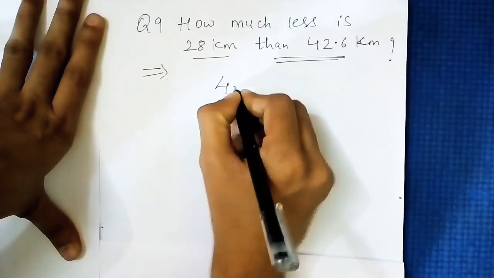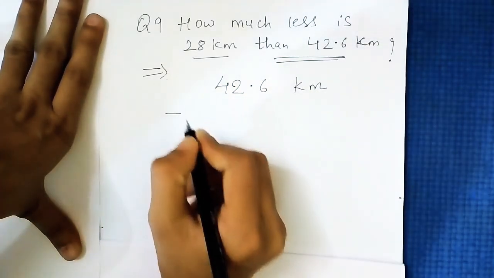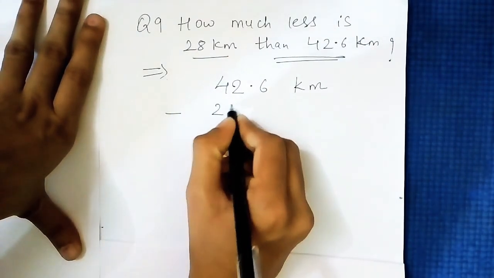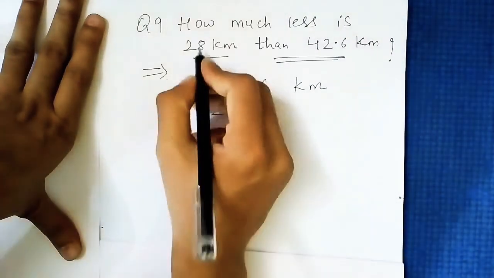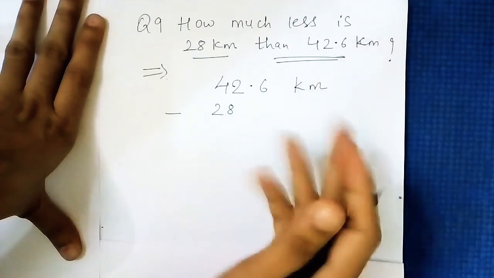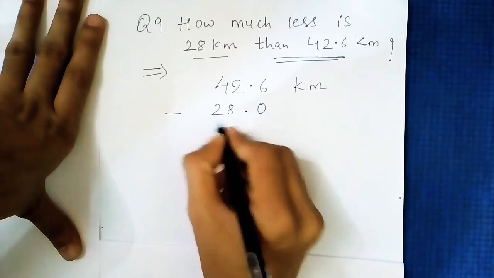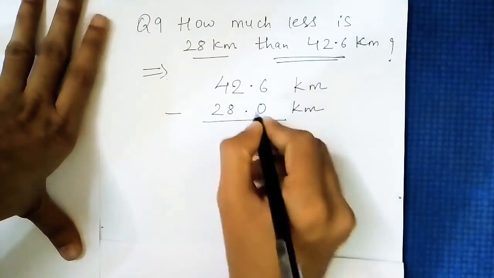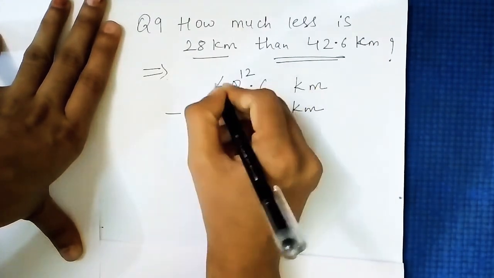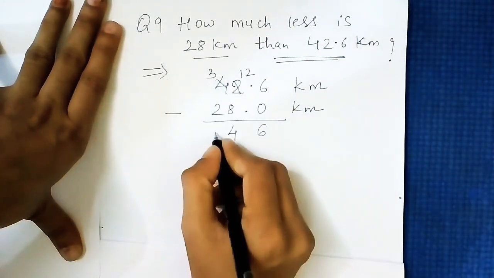So 42.6 kilometer minus 28 kilometer. Now in 28 there is no decimal point. So we will keep 28 here. It is a whole number, a complete number. So there is no point. I told you before also, if there is no point you can keep .0. Okay, now these both we will subtract. So 6 minus 0 will be 6. 2 minus 8 is not possible, so 2 will become 12 and this 4 will become 3. So 12 minus 8 will be 4 and 3 minus 2 will be 1.